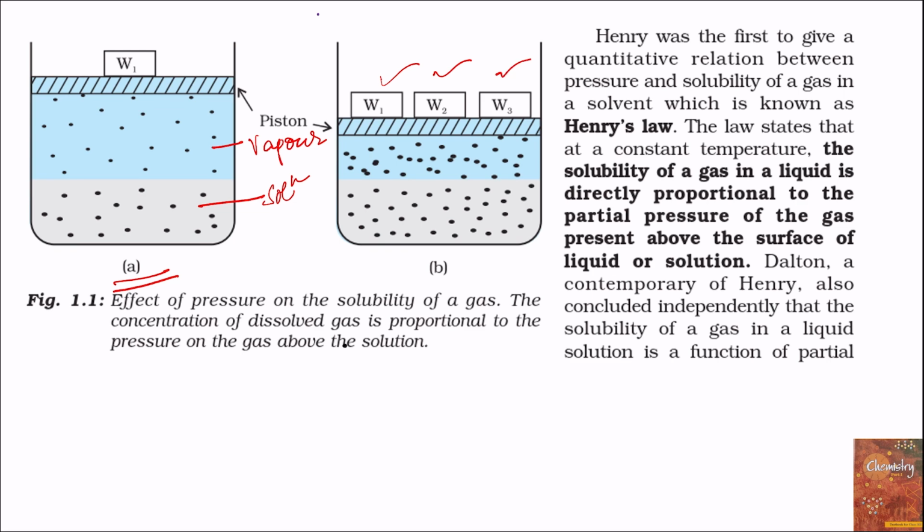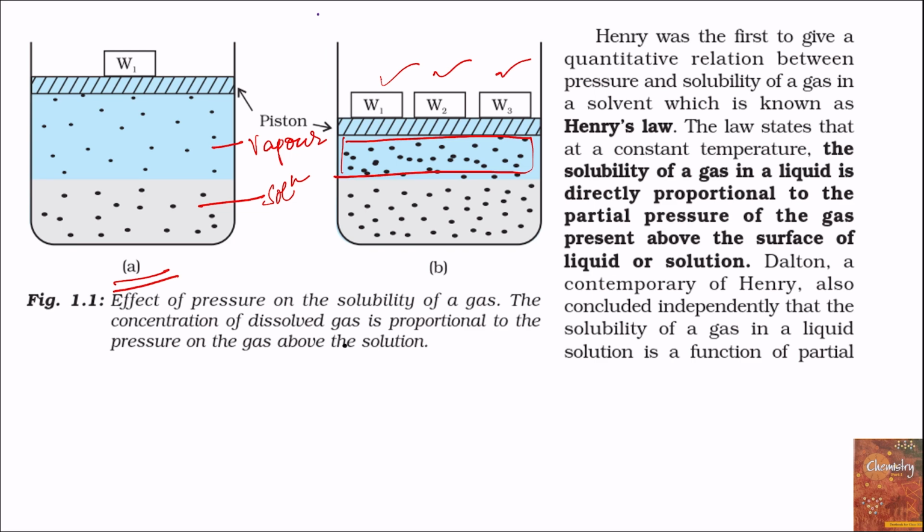So on increasing the pressure, the piston moves down and the volume available for the gaseous particles above the solution decreases. This is the volume which is available to the gaseous particles above the solution. So the number of particles per unit volume will increase and the number of particles striking the surface of the solution will increase. As a result of which, what will happen?